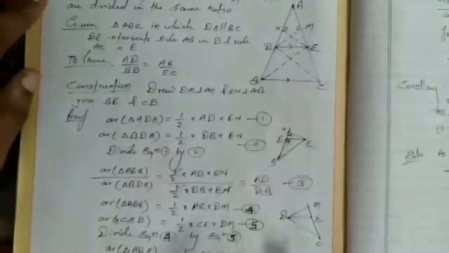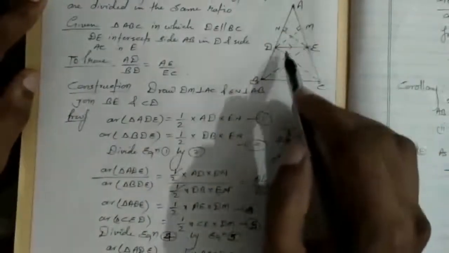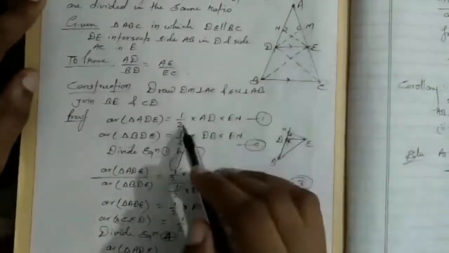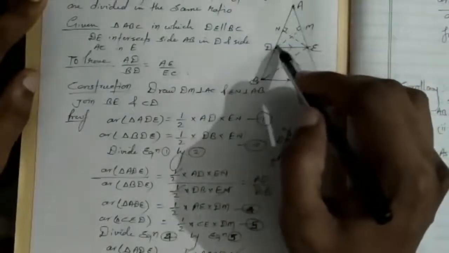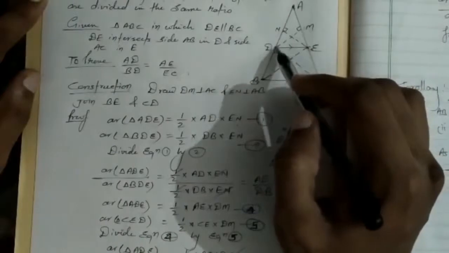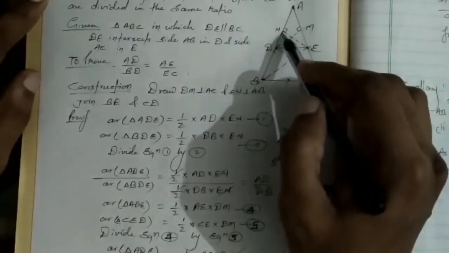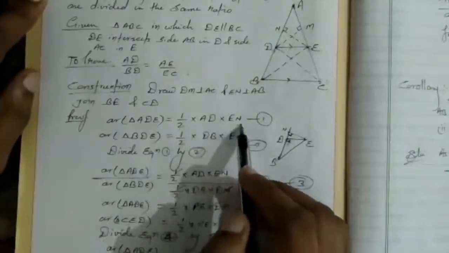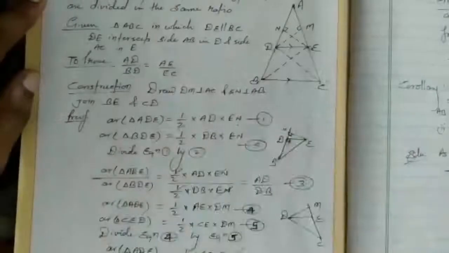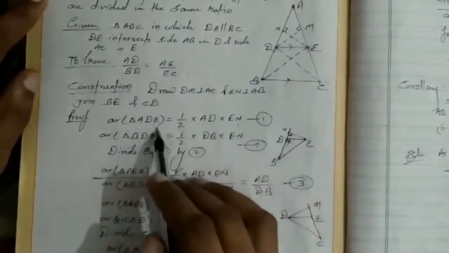Fine. Now you find the area of triangle ADE. This is the triangle ADE, and the area of triangle ADE will be 1 upon 2 base into height. If you see this AD here, if you take AD as a base, then this EN will be the perpendicular height. So we can say AD is the base and EN is the height of triangle ADE. So 1 by 2 base into height, this will be the area of triangle ADE.